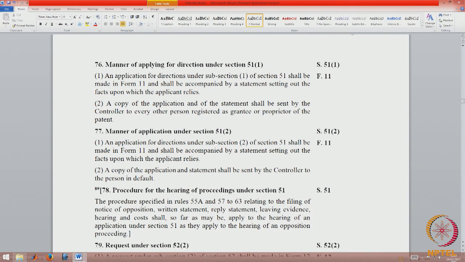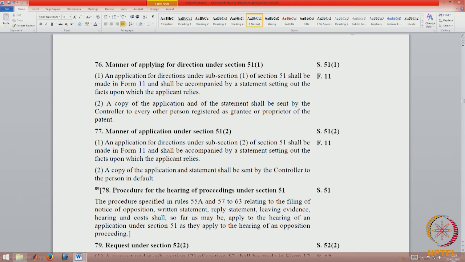76(2). A copy of the application and of the statement shall be sent by the controller to every other person registered as grantee or proprietor of the patent. The controller shall send a copy to all the other co-owners. You will see that the language used is grantee, the person to whom a patent is granted, or proprietor. Patentee is also another word. If you see the language in section 48, the word patentee is used. So, patentee, grantee, proprietor are all used interchangeably.